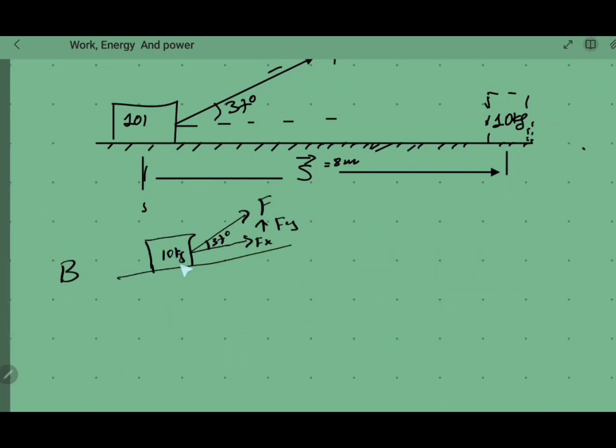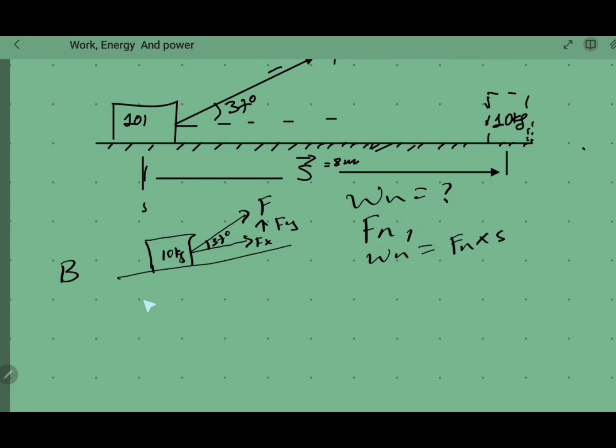In the case of B, we are looking for the work done by the net force. To get the work done by the net force, there are two ways of doing this. One is you should find the net force first, then the work done by the net force is the net force times the displacement. The other way is you can calculate the work done against friction first, then take the difference of the total work done and the work done against friction, which is the work done by the net force.